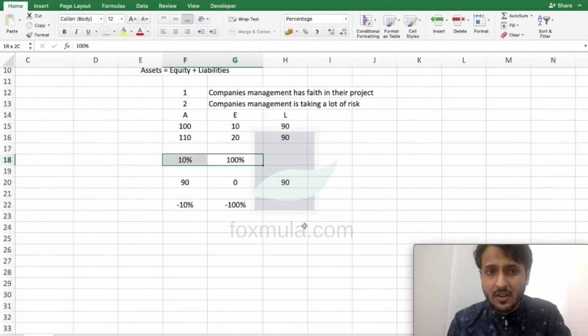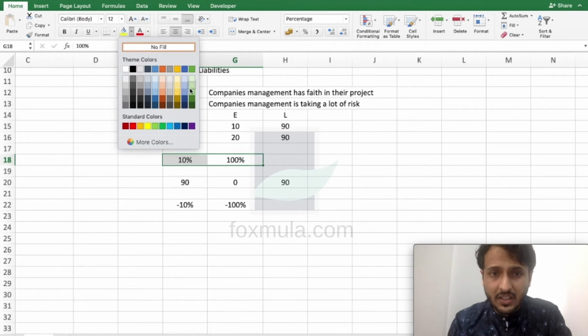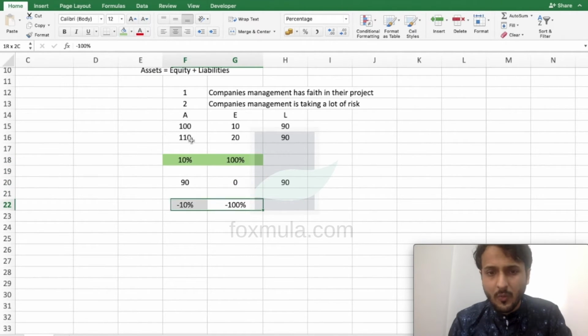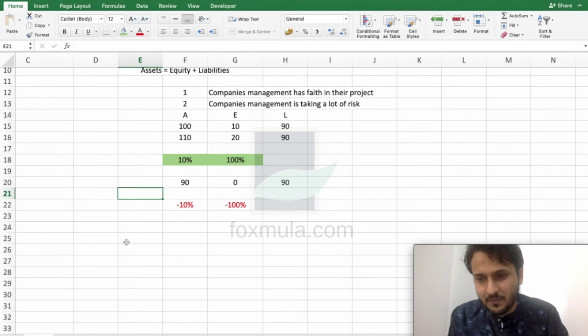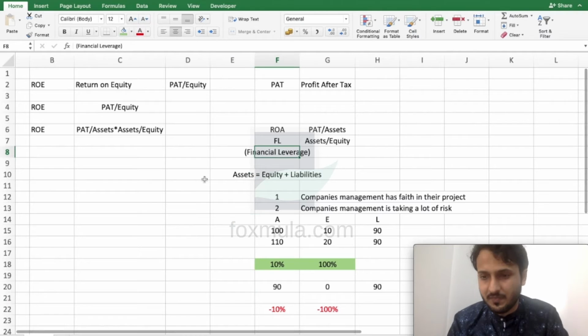Until and unless things are rosy, it is superb. So I'll make it green. Everything is green. Wow. But what happens if things go red? If the asset is not creating value for you, then that is the risk involved in this leverage, in this debt. But if the asset is creating value for you, that is so rosy. That is where you are multiplying your return on equity. So that is one ratio we have discussed, which is financial leverage.